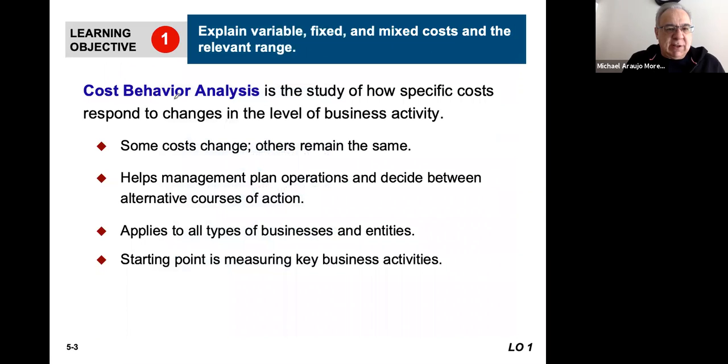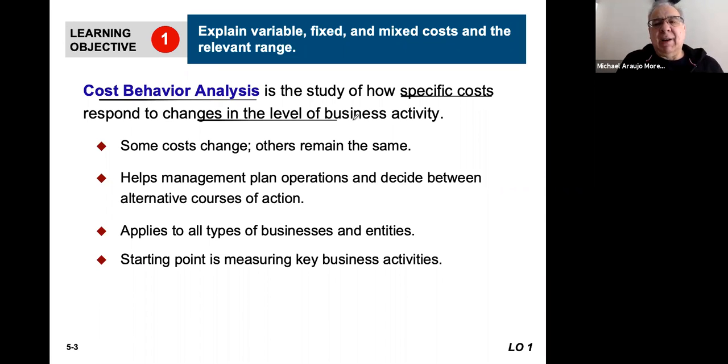And first, it starts with sort of an understanding of what we're doing. We're really kind of looking at a cost behavior analysis with CVP. And so what we look at is, specific costs should change as the level of business activity changes.